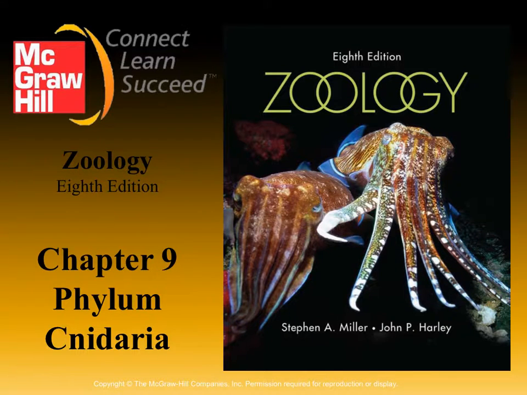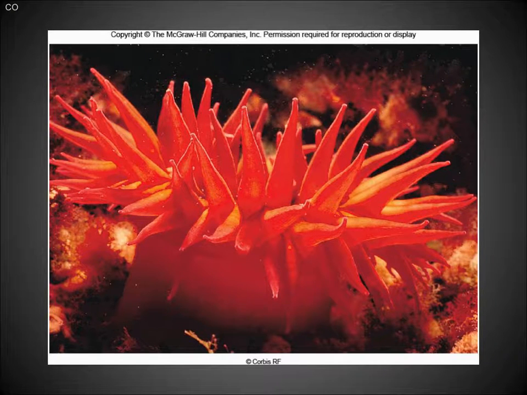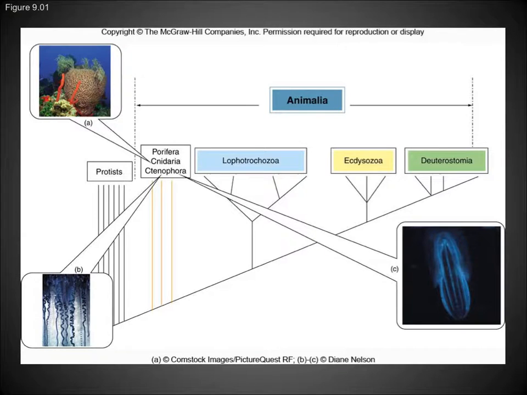Today's lesson, we're still in chapter 9, but at this point we are studying the phylum Cnidaria. This is a picture of an anemone, which is a cnidarian. And when we look at where this group falls on the evolutionary tree of life, we're really still pretty close to Porifera and still really low down here on this cladogram.